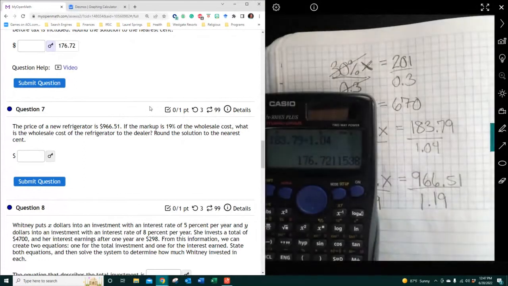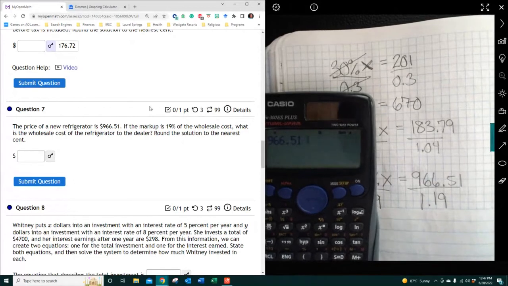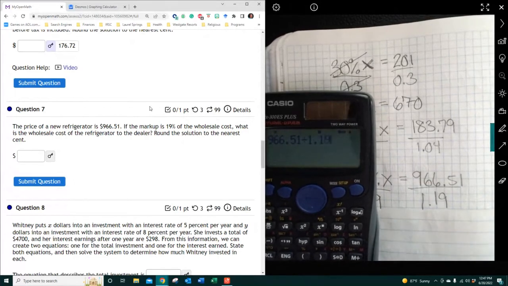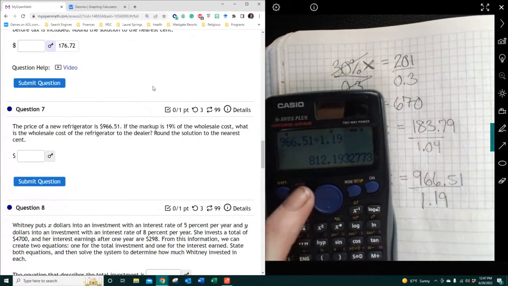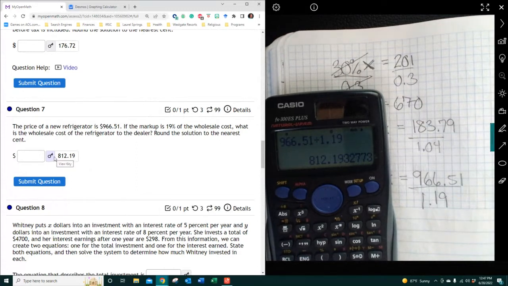So taking our calculators, we do 966.51 and divide it by 1.19, and it gives us our answer. And we can see that 812.19 is the same answer that we see here, 812.19. Now I'm looking at it from a teacher's perspective, so I could get the answer real quick, and I don't have to enter it, but you would enter it just as you see it. Make sure you round to the nearest cent.